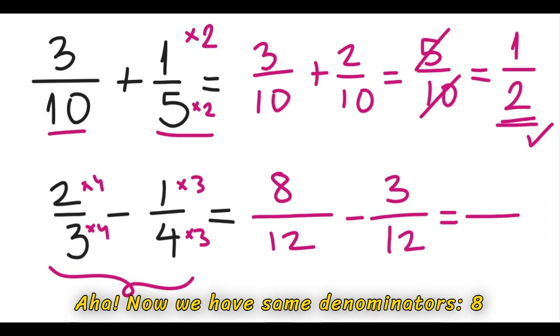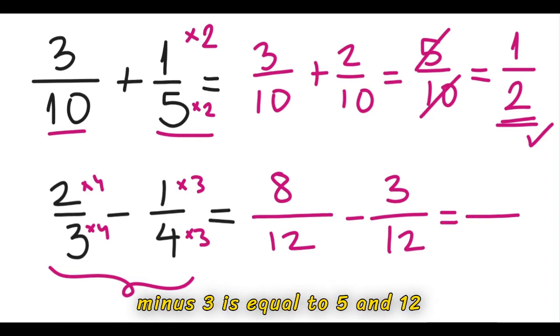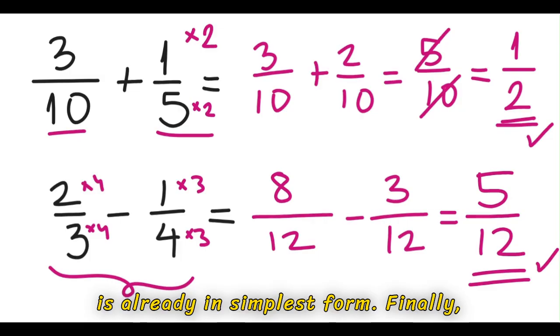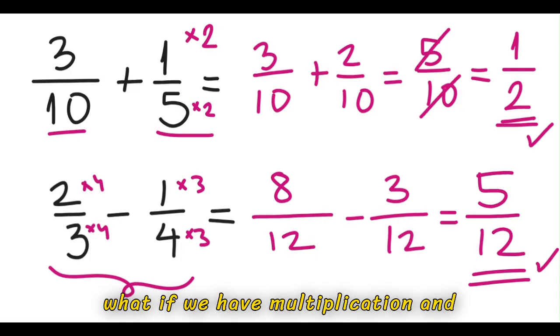Now we have same denominators. 8 minus 3 is equal to 5 and 12 remains the same. This answer is already in simplest form. Finally, what if we have multiplication and division? Keep in mind, for multiplication and division, we do not need same denominator.